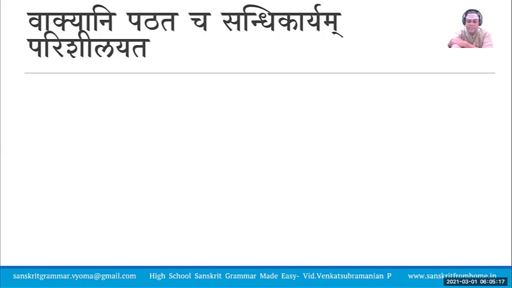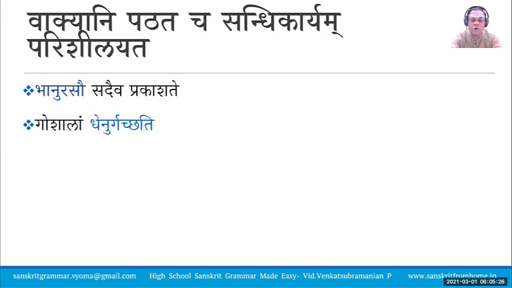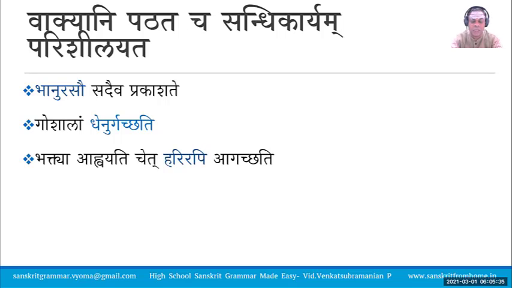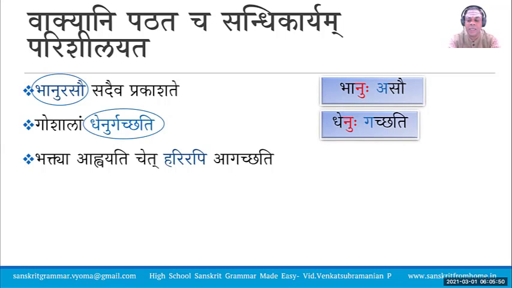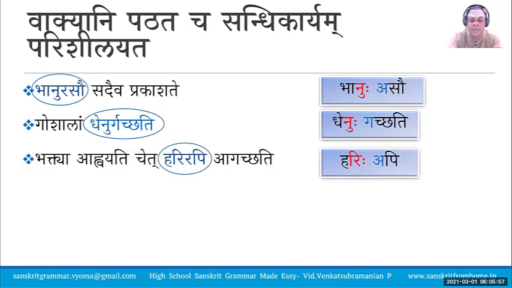Now, if you see the sentences, Bhanurasau Sadaiva Prakashate. Goshalam Dhenurgachati. Bhaktya Ahvayati Chet Harirapi Agachati. Bhanurasau, Bhanuhu Asau. Dhenurgachati, Dhenuhu Gachati. Harihi Api, Harirapi.